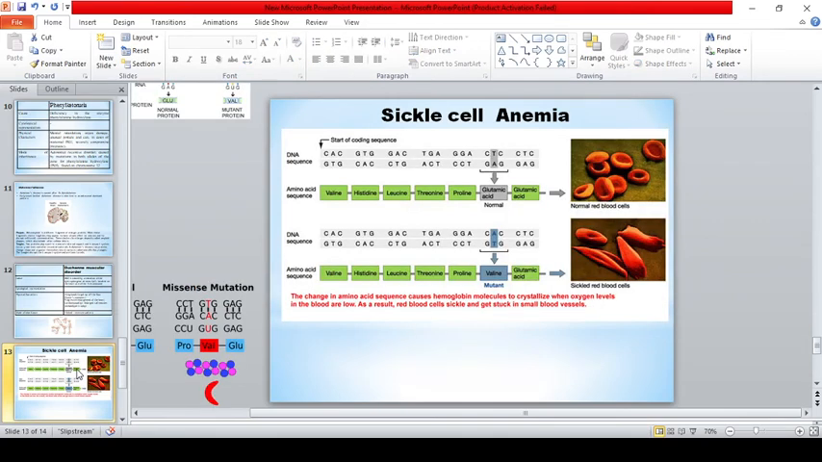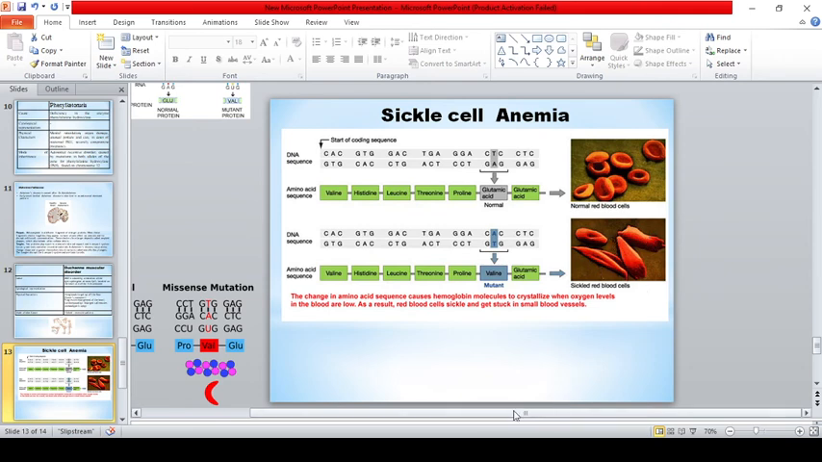Sickle cell anemia is one of the most asked questions in CSIR NET or DBT NET. It is caused due to a missense mutation. Normally this codes for glutamic acid, and the blood cells are concave in structure, but due to the missense mutation there is a change in the codon. Here you can find T, but here you can find A, and it codes for valine, and it gives a mutant product, a sickle cell.